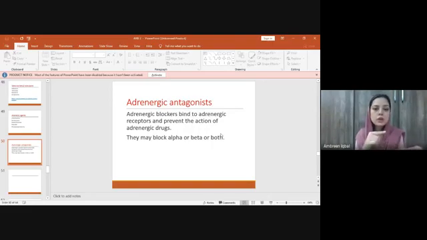It means they are going to block all those actions that these receptors produce when adrenaline acts. An antagonist just goes and attaches to the receptor with a certain affinity, but after attaching it does not produce any effect because it does not have any intrinsic activity. So it just blocks those receptors and prevents their action. We are going to reverse or oppose those actions. In short, adrenergic blockers bind to the adrenergic receptors and prevent the action of adrenergic drugs.